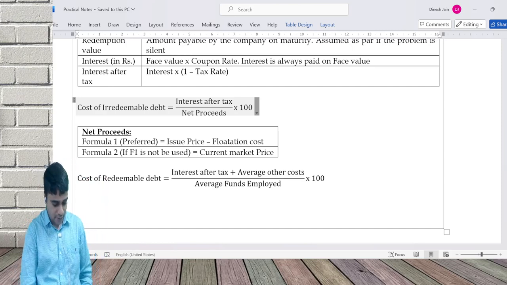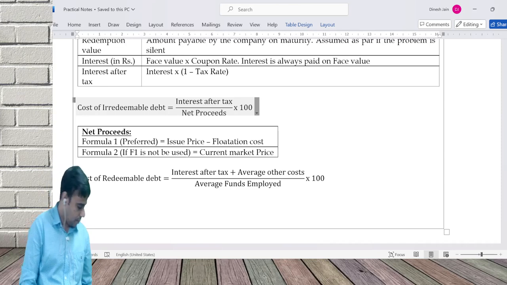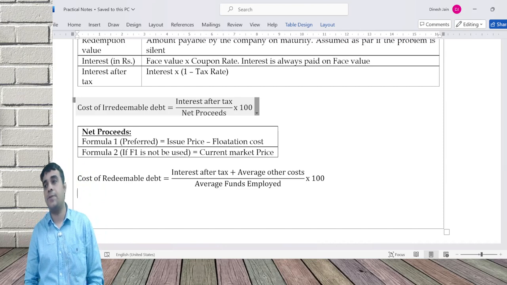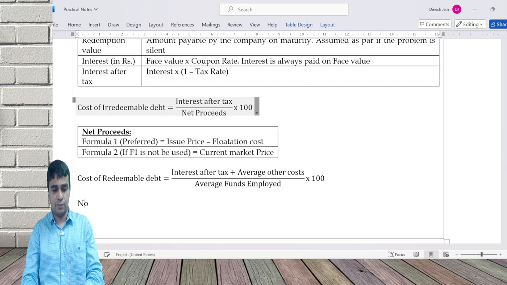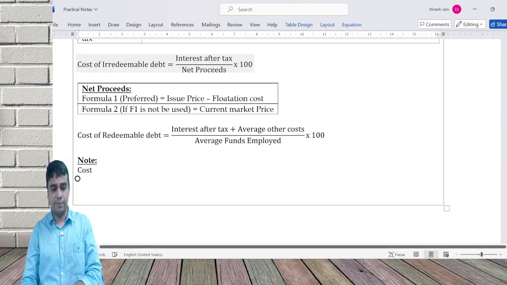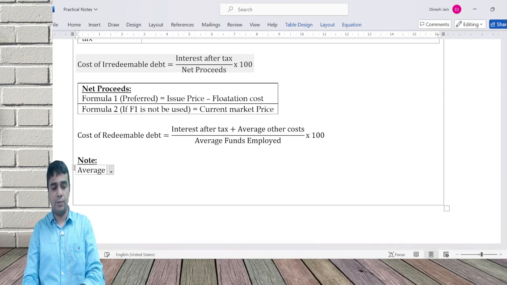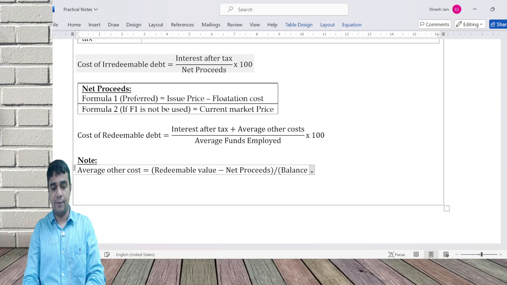I'll explain the formula, first note it down. Average other cost divided by average funds employed. Below that, average other cost is equal to, first complete all of this, then I'll explain. Average other cost is equal to redeemable value minus net proceeds divided by balance life.